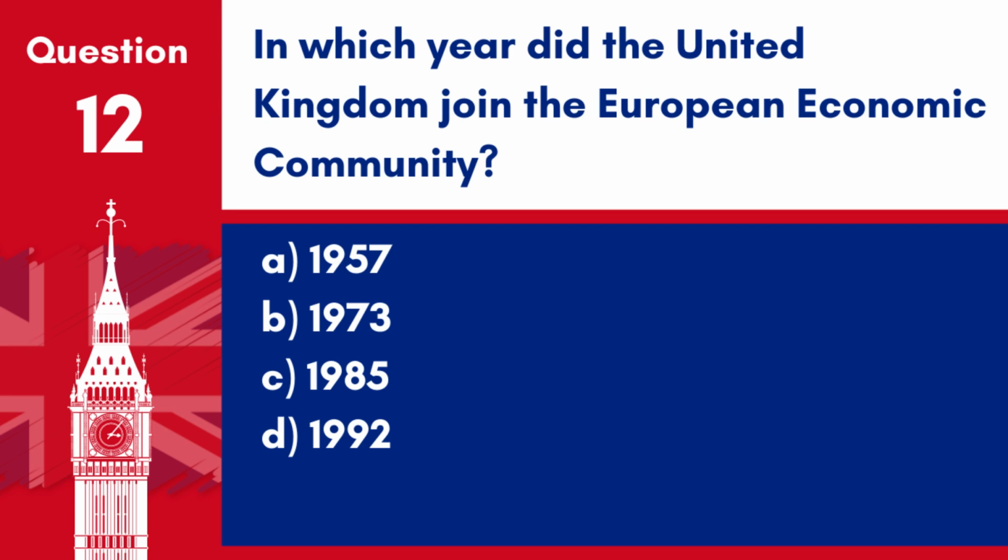Question 12. In which year did the United Kingdom join the European Economic Community? A. 1957. B. 1973. C. 1985. D. 1992. Answer: B. 1973. The United Kingdom joined the European Economic Community, which later became the European Union, in 1973.